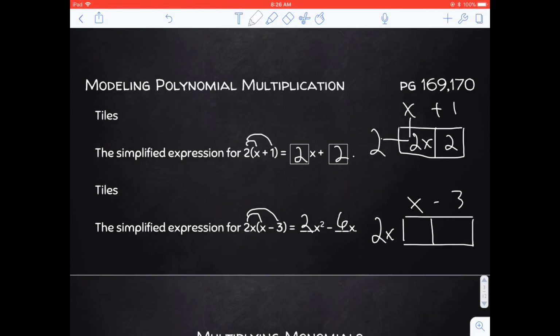So we multiply 2x times x is 2x squared. Negative 3 times 2x is negative 6x, which we saw already.